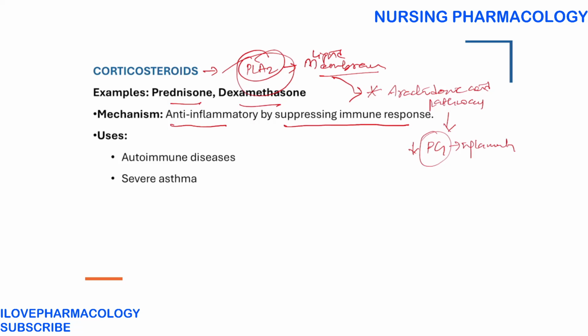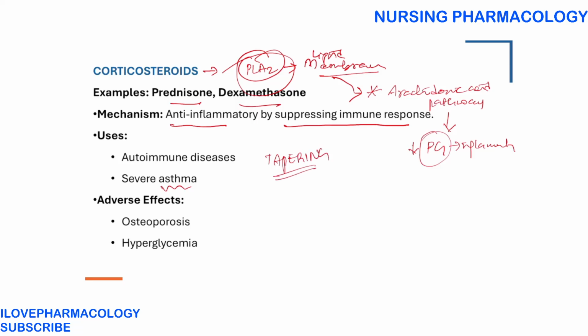And it can be used in case of severe asthma. You can use the inhalation corticosteroids like budesonide, beclomethasone, etc. And apart from that, it's also more prone to side effects, so once you start with the corticosteroids, you need to do the tapering of the dose. So it should not be stopped abruptly.